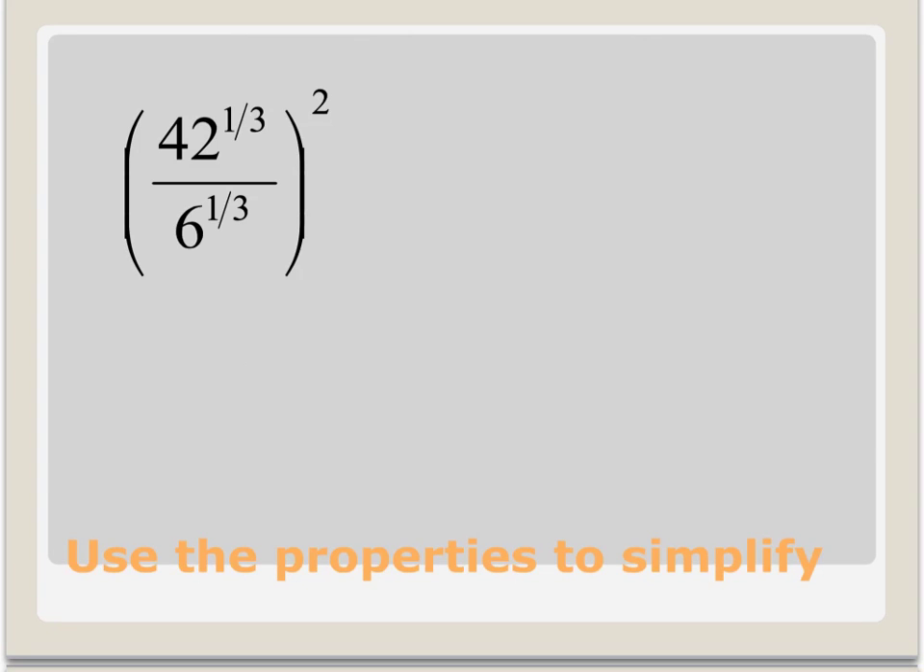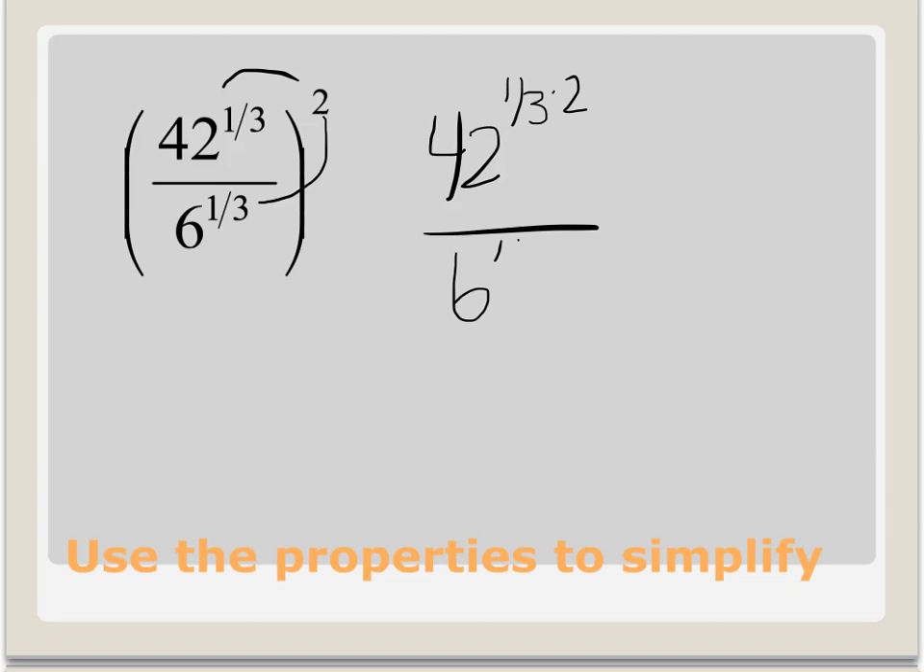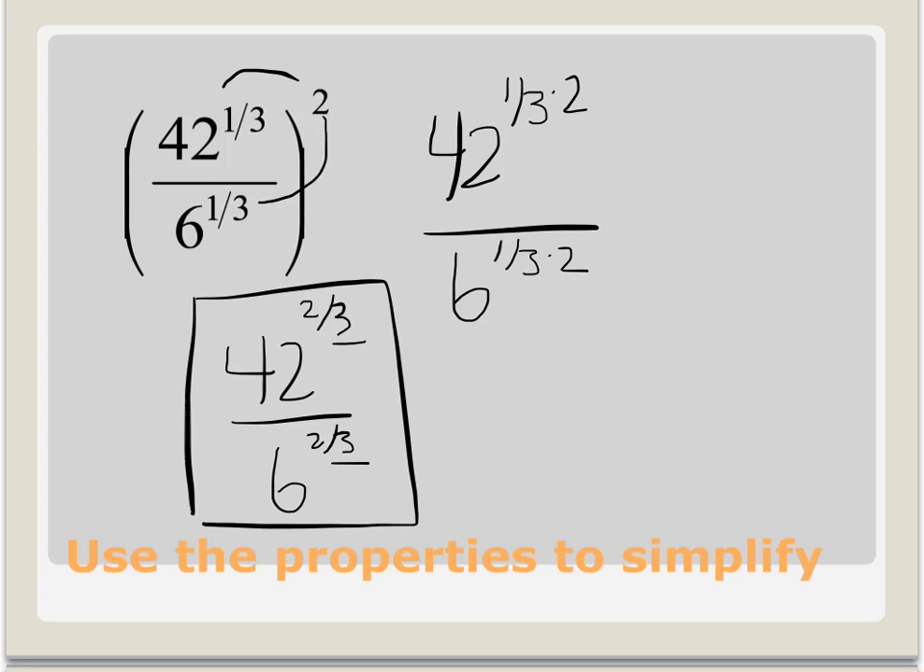So here we have division with the power to a power. So remember, we distribute the 2. So we get 42, and then 1/3 times 2 over 6, 1/3 times 2. And we just did that 1/3 times 2. So we get 42 to the 2/3 power over 6 to the 2/3 power. See if we can simplify it, but there is no cube root. We also cannot reduce that 42 and the 6 because they both have an exponent on it. So we leave it like that.